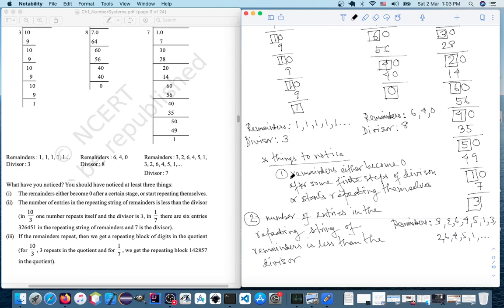The number of entries in the repeating string of integers for the first case is 1. So we have 1 digit. So 1 is less than 3.